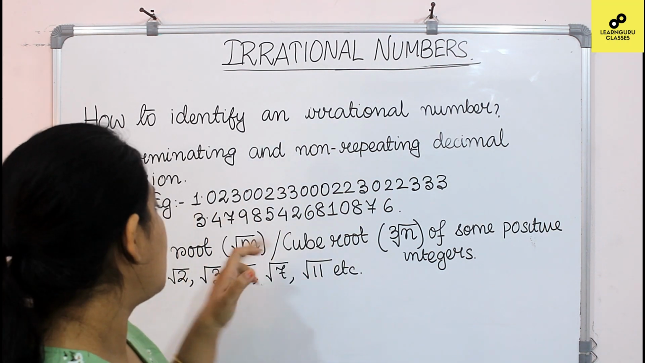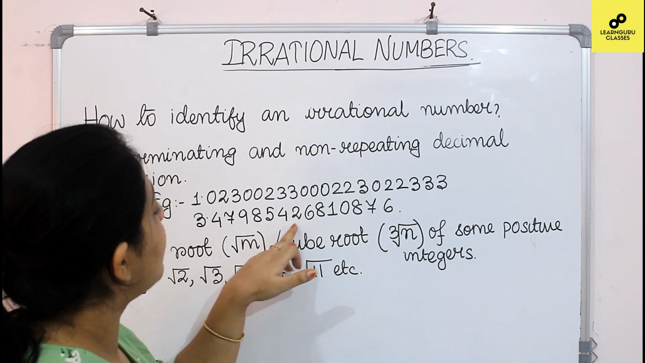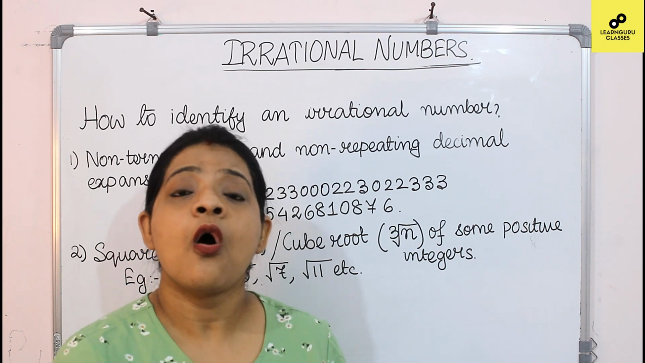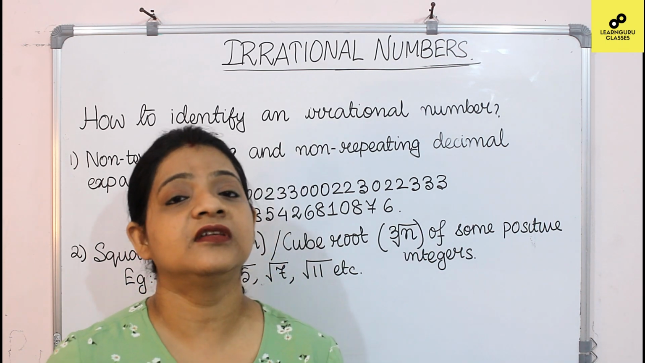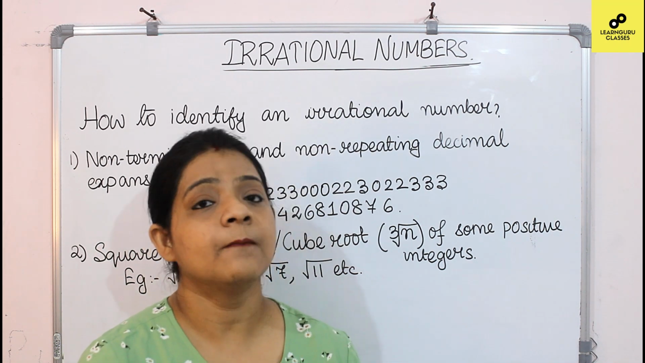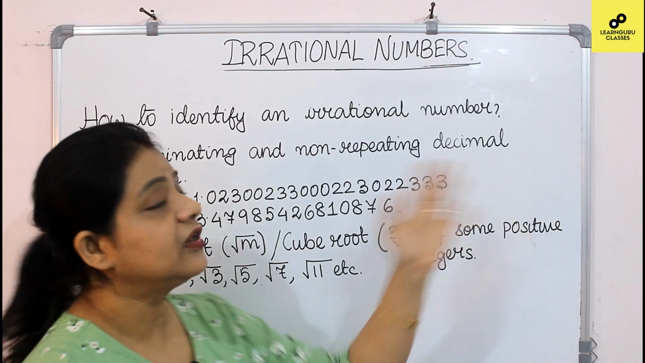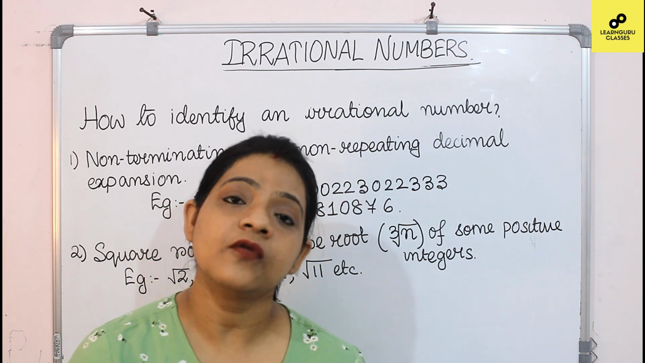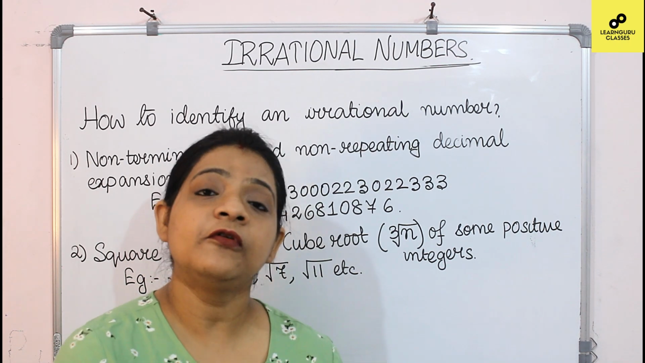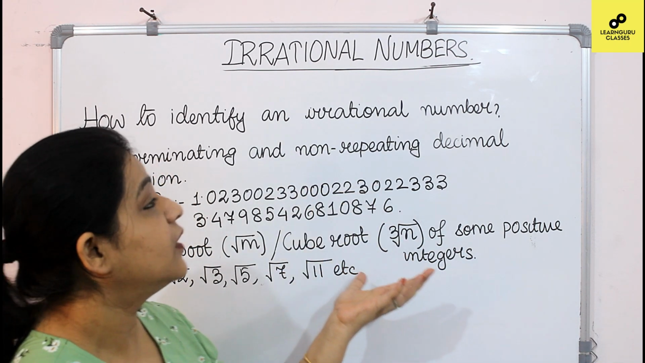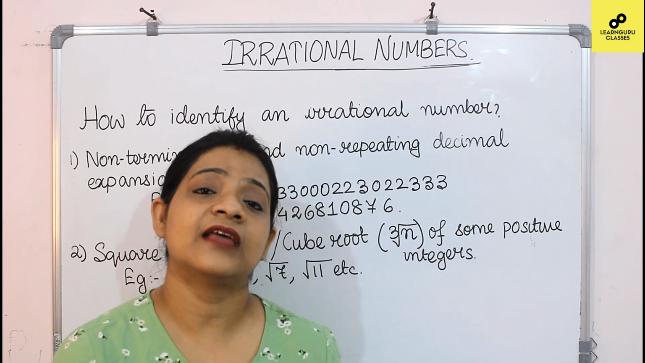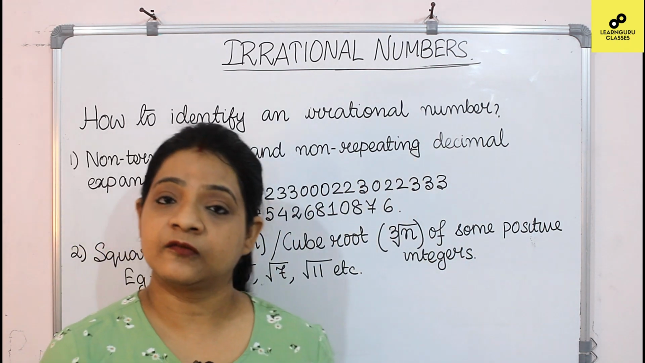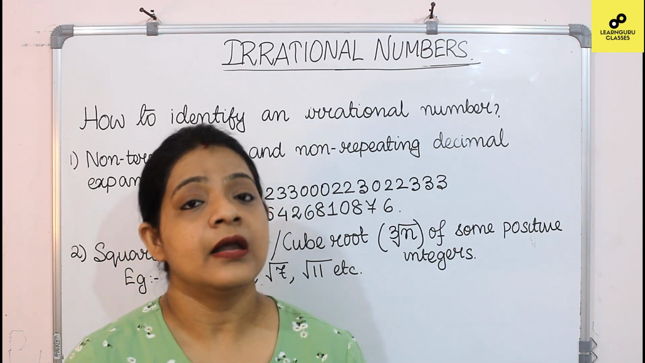Now come to this particular example, 3.4798542668. You cannot see any repetition of the digits, or any uniformity of repetition, and it will continue till infinity. So this is also an example of a non-terminating and non-repeating decimal expansion. If you encounter this type of number, you can directly say that this expression is an example of an irrational number.